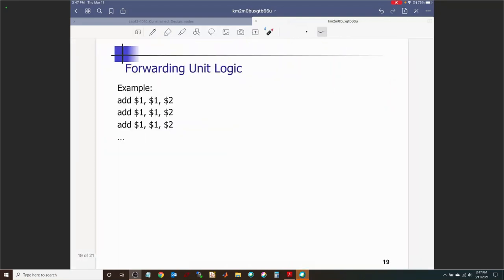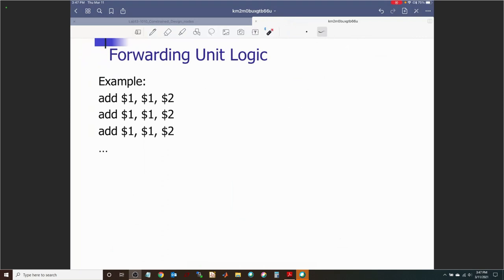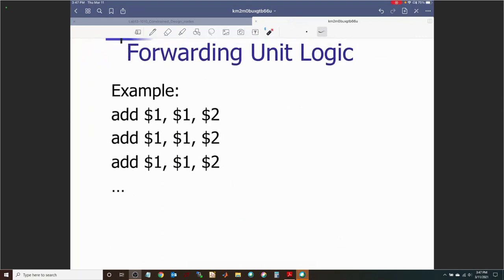Now let's talk about the special case. I think Jeff brought it up earlier. Let's talk about that. We have an example here. We are trying to execute three instructions. Now the question is, is there a hazard present over here, or you don't see a hazard present over here? How about the first and the second one? Do you see a hazard there?